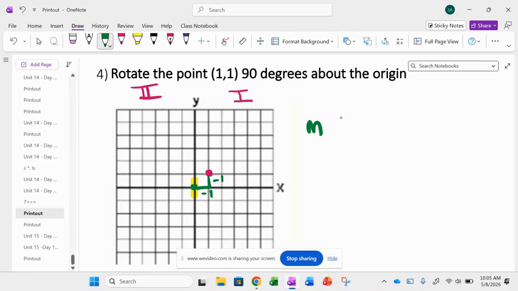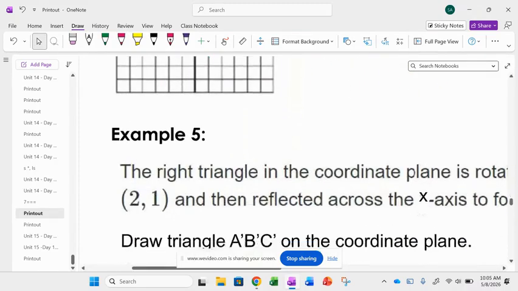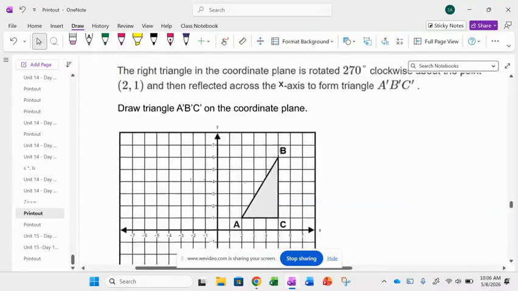Oh, sorry, not continuing that slope. So my slope is down 1, left 1, which is just 1 over 1. So the slope of the perpendicular will be -1 over 1. So what does that mean? I'm going to go up 1, left 1. So let's say this is A. This will be A prime. So A prime should be the point (-1, 1). How many people got that? Great.